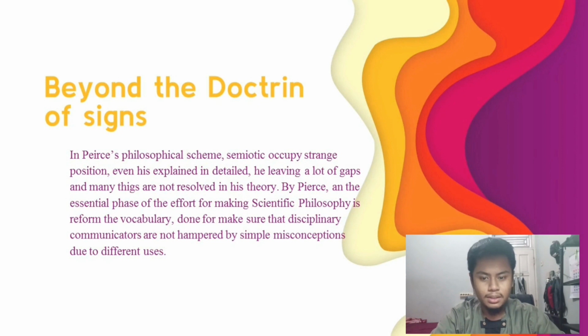Beyond the doctrine of science, in Peirce's philosophical scheme, semiotics occupies a strong position. Even if explained in detail, he left a lot of gaps, and many questions are not resolved in his theory. The first and essential phase of the effort of making scientific philosophy is to reform the vocabulary, done to make sure that disciplinary communicators are not hampered by simple misconceptions due to different uses. Next slide.